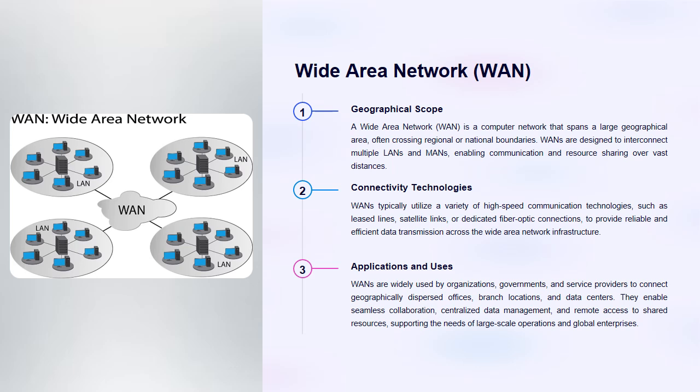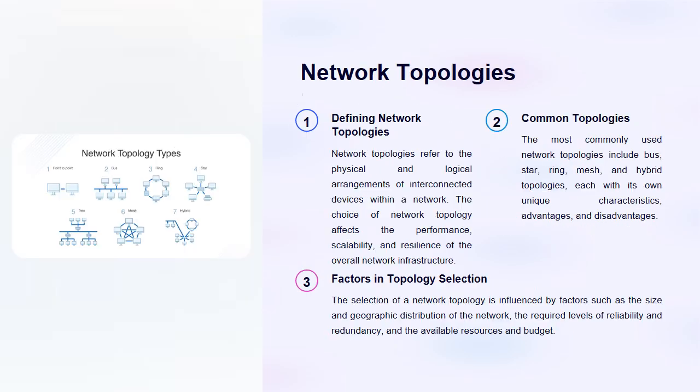What are the applications and uses? WANs are widely used by organizations, governments, and service providers to connect geographically dispersed offices, branches, locations, and data centers. They enable seamless collaboration, centralized data management, and remote access to shared resources, supporting the needs of large-scale operations and global enterprises. So this was about LAN, MAN, and WAN. I hope this is clear.